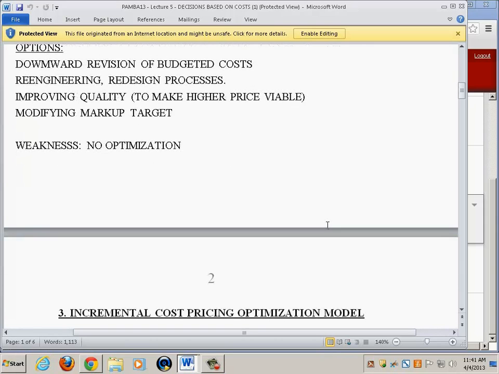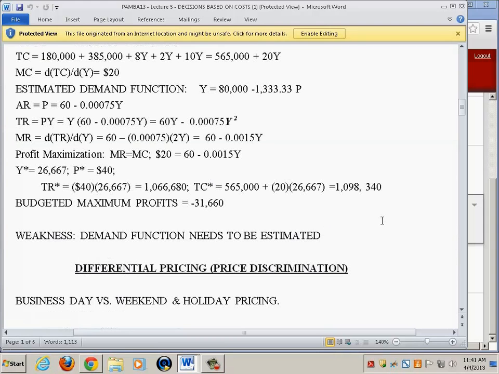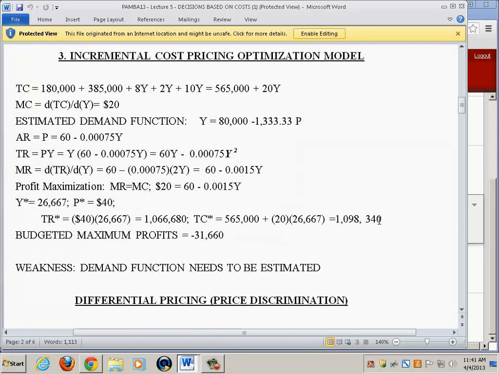Okay, so we complained that there is no consideration of demand and no optimization. So let's consider the incremental cost pricing optimization model. That's the model you're familiar with, like you discussed in managerial economics, right? The question is how many units do we have to sell and how much do we have to charge if we want to maximize our profits.